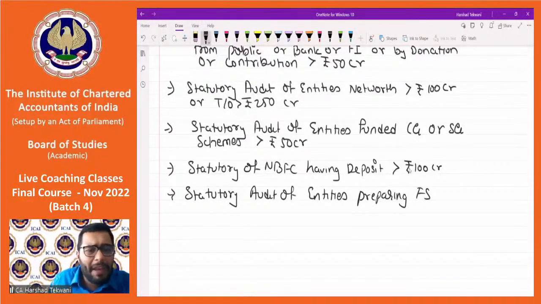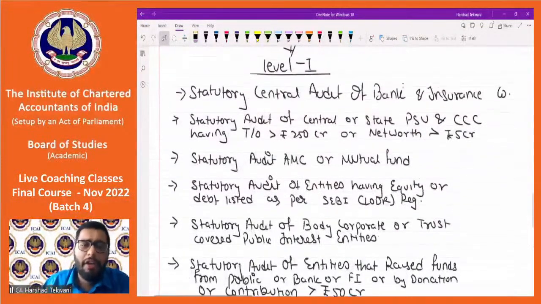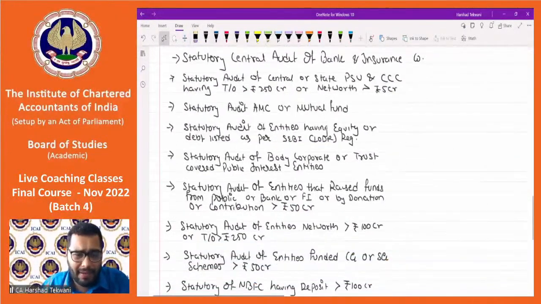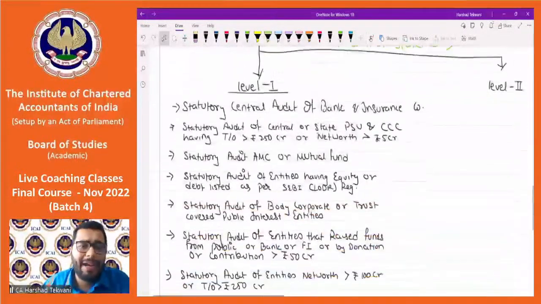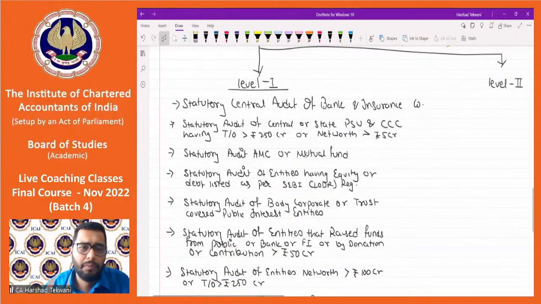So if any entity is preparing financial statements as per Ind AS, and if you are doing audit of that particular entity, then you will become a level 1 practice unit. Okay. If your firm is doing audit of any of these entities, then you will be classified as the level 1 practice unit. So these are the conditions, or you can say criteria, for level 1 practice unit.